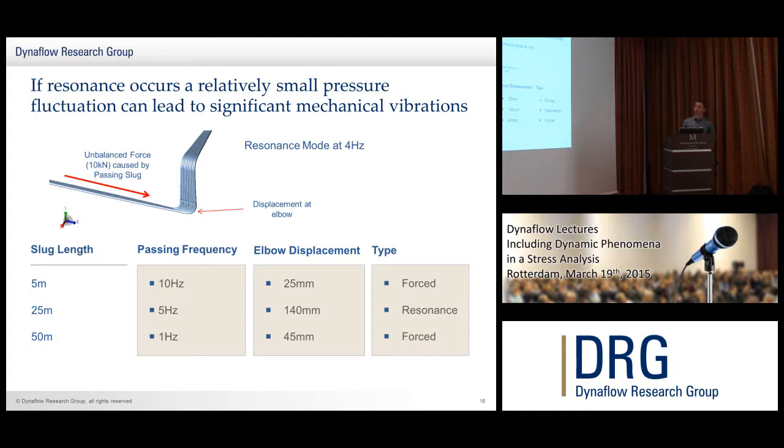Okay? And what you see when you calculate the elbow displacement is that you get the largest displacement around a 5 Hz passing frequency, for the same applied unbalanced force. So we have 10 kilonewtons for all 3 slug lengths. And we end up with the largest displacement for the 5 Hz passing frequency, because we excited the resonance mode, 4 Hz, whereas these are more of a forced response. Sorry, the lowest 2. This one, 10 Hz, this one, 1 Hz, more of a forced response.